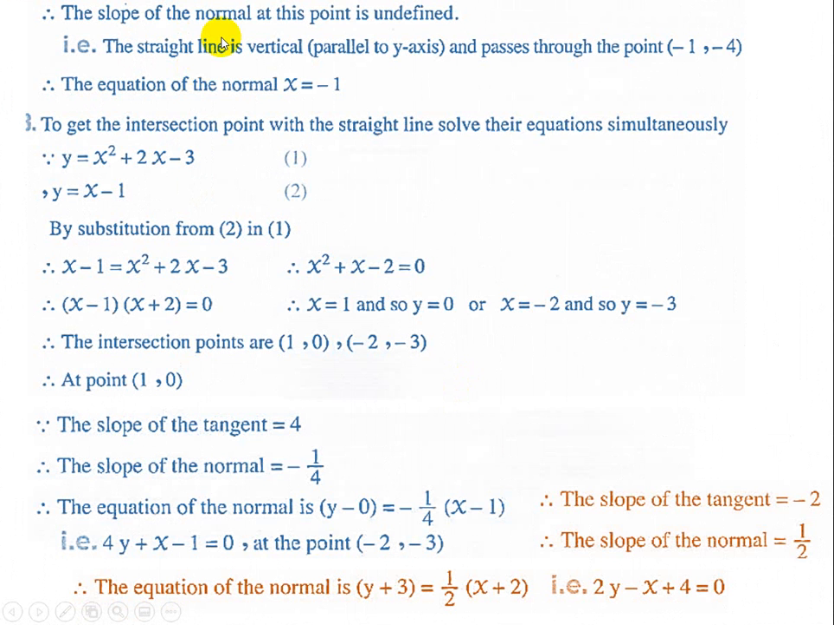Therefore, the slope of the normal at this point is undefined. So the straight line is vertical, which means parallel to the y-axis and passing through the point (-1, -4). So its equation is x equals -1. To get the intersection point with the third straight line, solve their equations simultaneously.